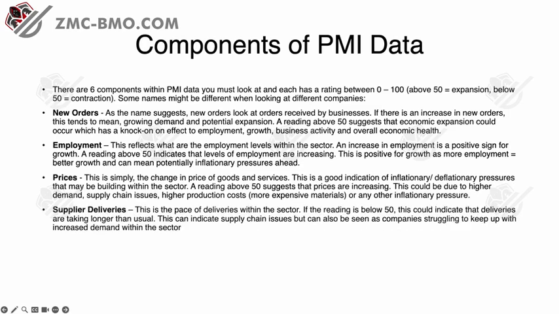Supplier deliveries. So this is simply the pace of deliveries within the sector. If the reading is below 50, this could indicate that deliveries are taking longer than usual. This can indicate, for example, supply chain issues, but can also be seen as companies struggling to keep up with increased demand within the sector. Again, that could also mean what? Again, it all ties in with each other. If this increases here, that probably means higher prices.